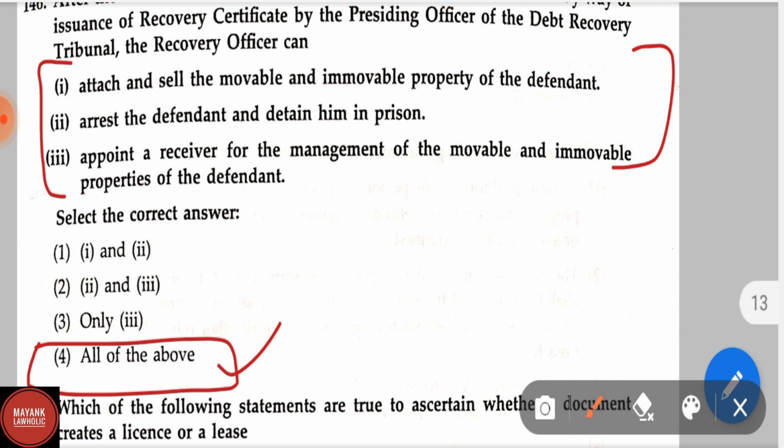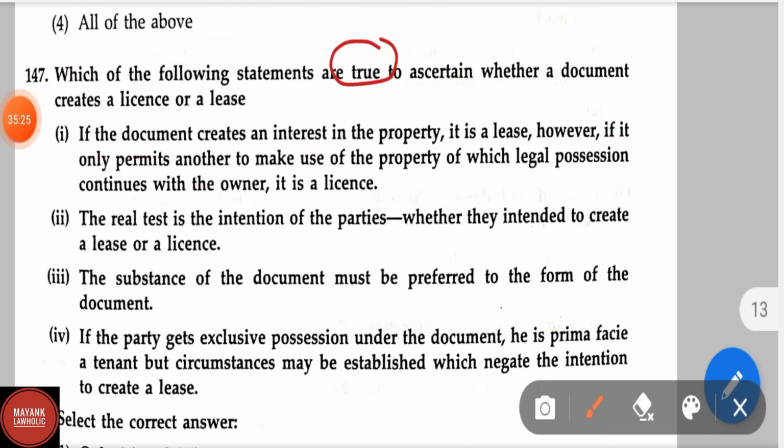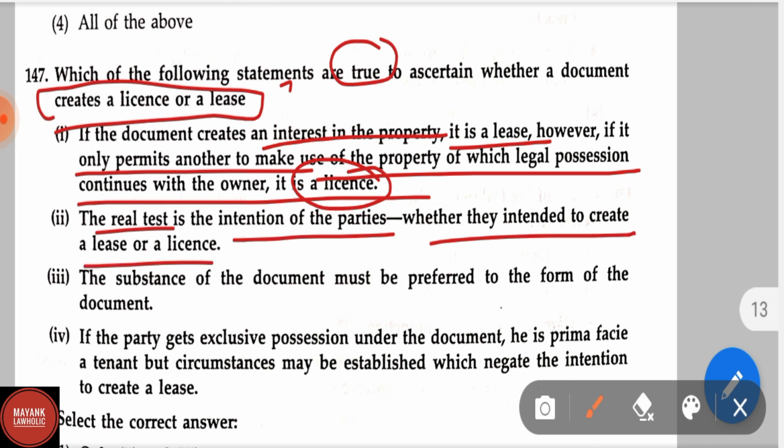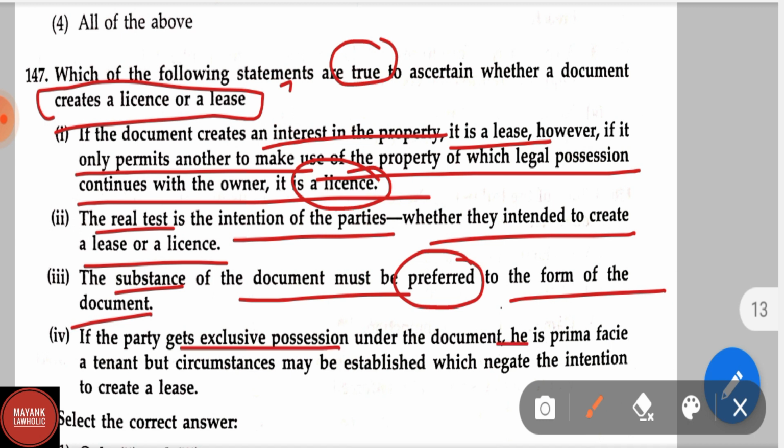Now let us see question number 147. Which of the following statements are true to ascertain whether a document creates a license or a lease? Option 1, if a document creates an interest in the property, it is a lease. However, if it only permits another to make use of property of which legal possession continues with the owner, it is a license. Option 2, the real test is the intention of the parties, whether they intended to create a lease or a license. Option 3, the substance of a document must be preferred to the form of the document. And option 4, if the party gets exclusive possession under the document, he is prima facie a tenant, but circumstances may be established which negate the intention to create a lease.